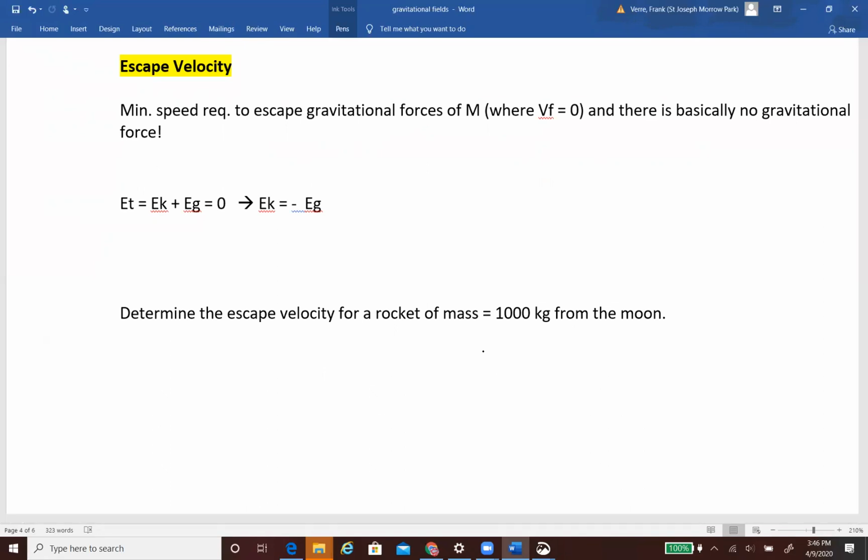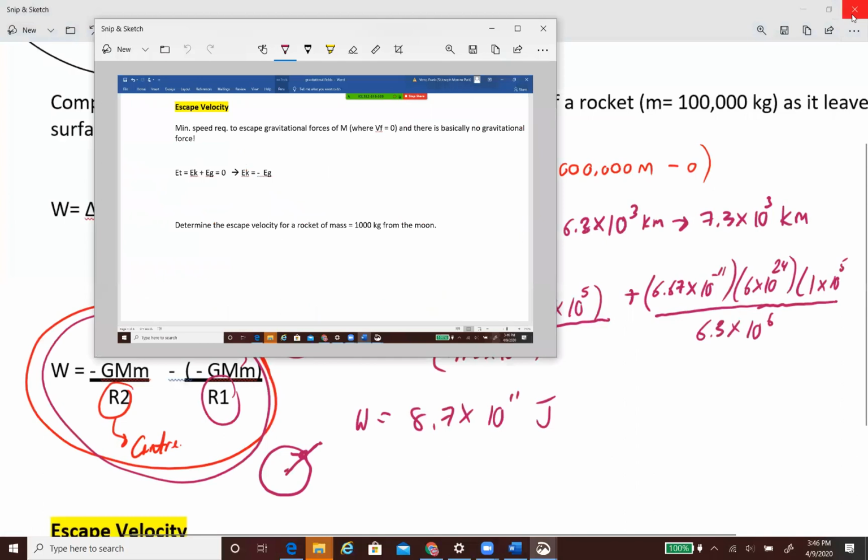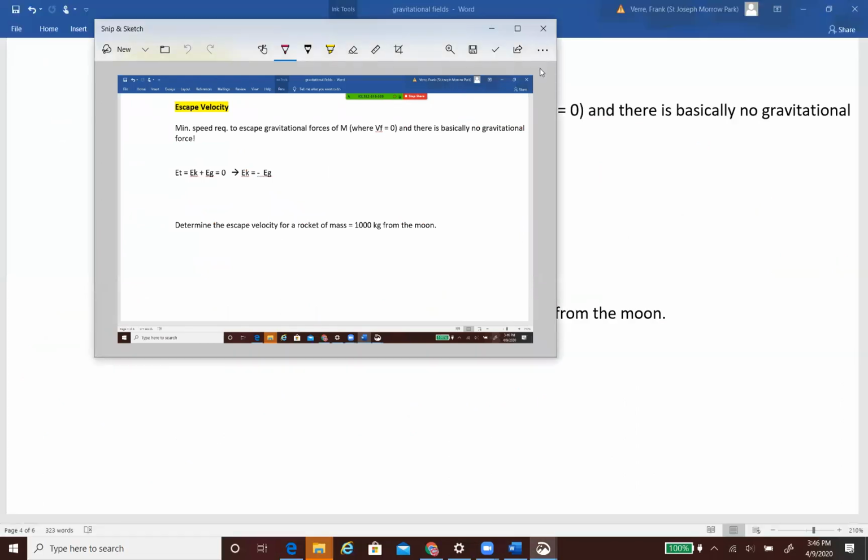So let's tie in what we just did before with the next topic, which is escape velocity. Now, the idea behind escape velocity is, let me just open this up. Let me close some of these windows. Okay. The idea behind, well, sorry. Okay.